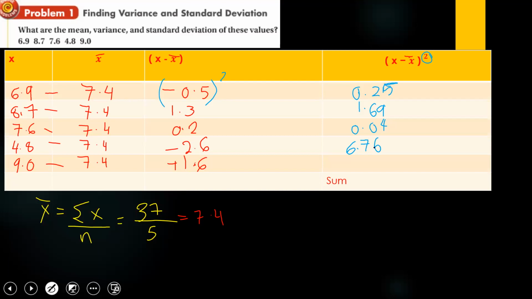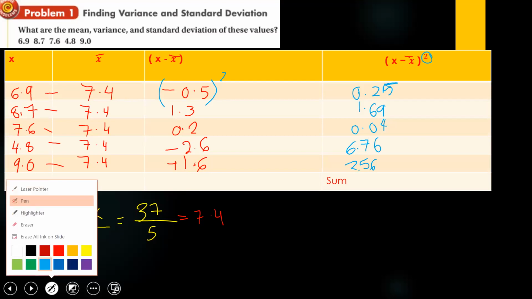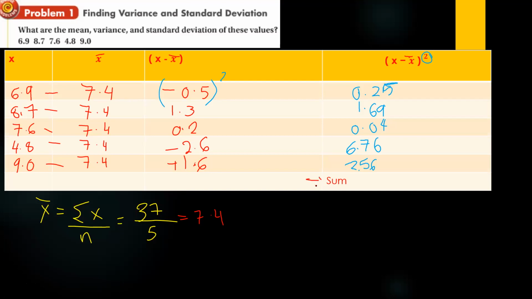And the last one here, 1.6 squared, or 16 squared, which is 256. Half a point here, okay. So then after that, after I square each difference, I have to find the summation. So let's find now the summation. We have to add all of these values.